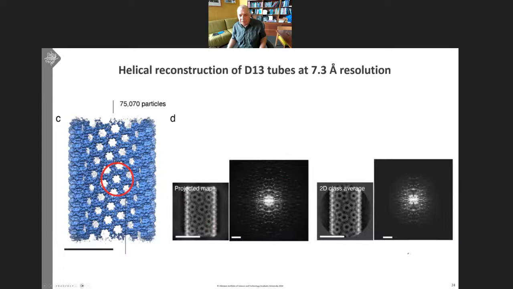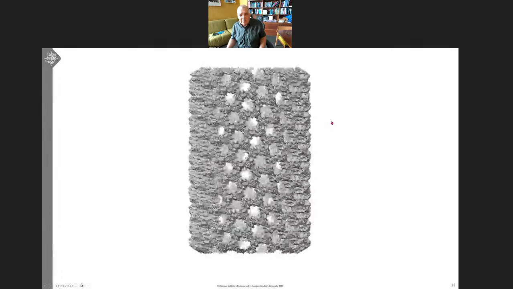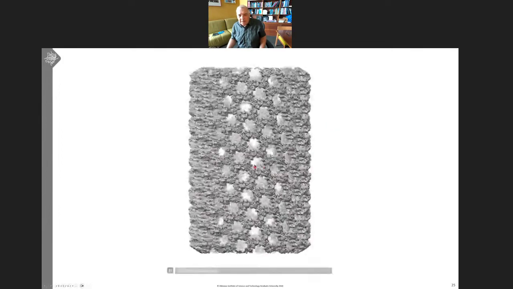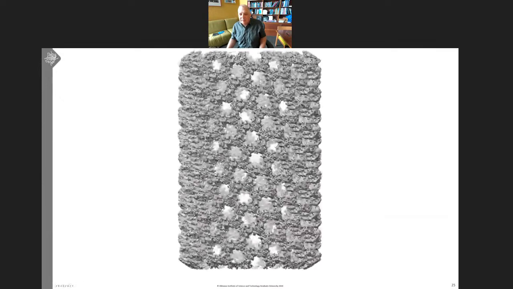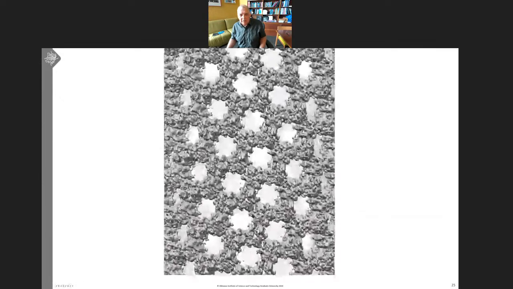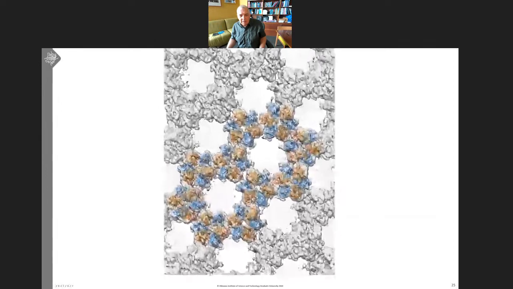The projections from our reconstruction and the 2D class averages were consistent, and the power spectra were also consistent, suggesting that we had a correct symmetry. And then this is the reconstruction. These hexagonal arrays are all formed of D13 trimers, and it's going to get colored in, so you will see where they are. I think so, yes, there they are.